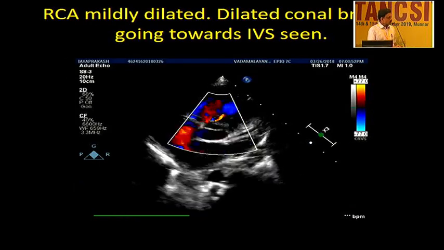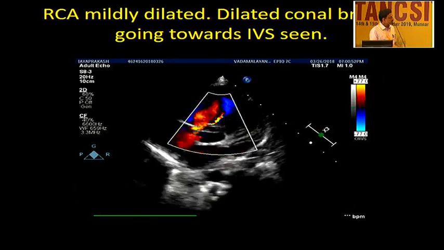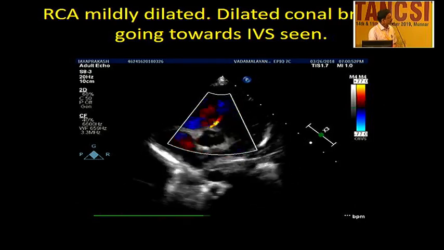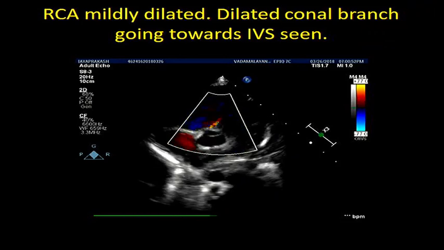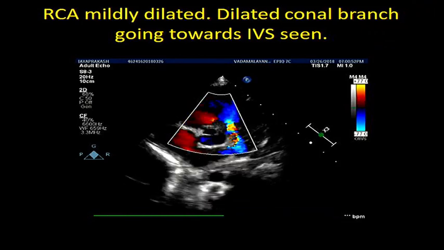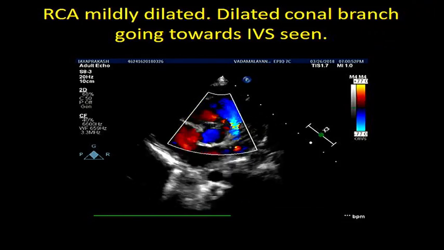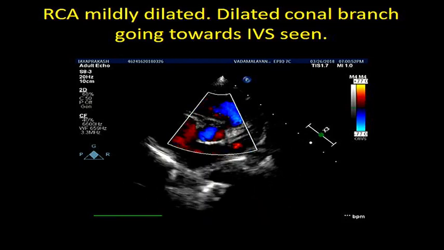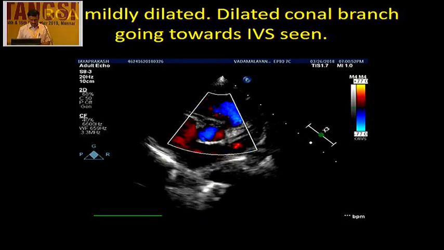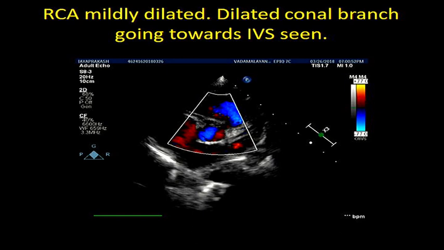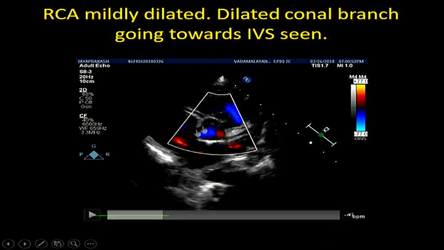As I was trying to look for coronaries, I am already seeing some collaterals going through the septum. So it's probably a septal coronary branch. The right coronary artery is also seen. So this is the right coronary artery, and it is mildly dilated.